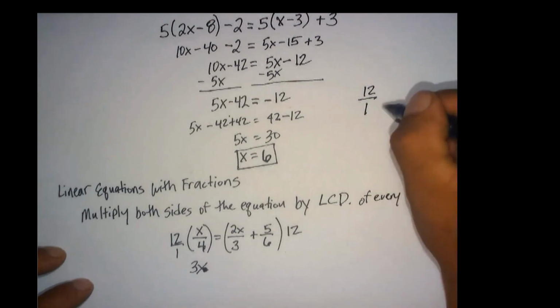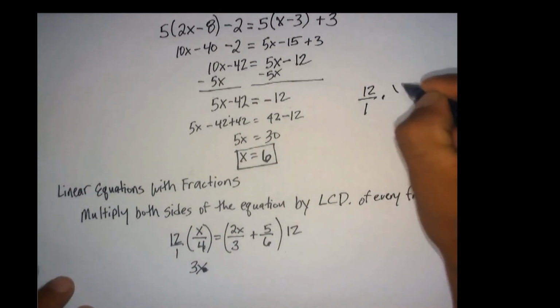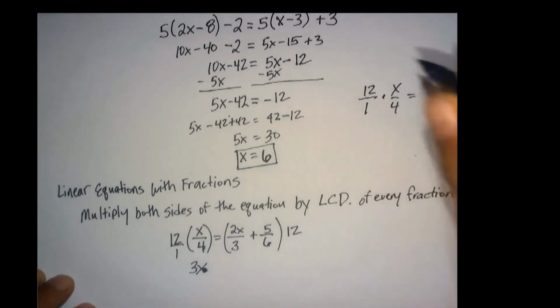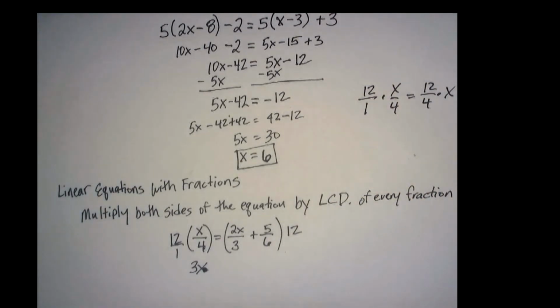Can you see up here? I can't read it. Okay. 12 over 1 times x over 4 is the same. Well, 1 times 4 is the same as 4 times 1. You could write it like this. Oh yeah, okay, that makes sense why you divide first.